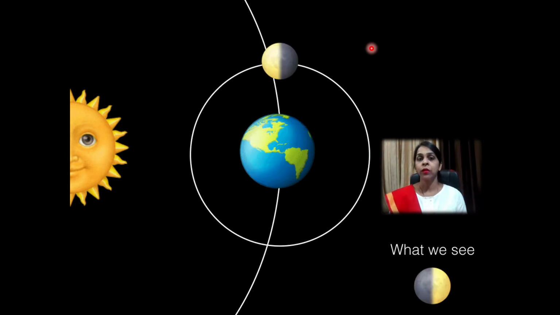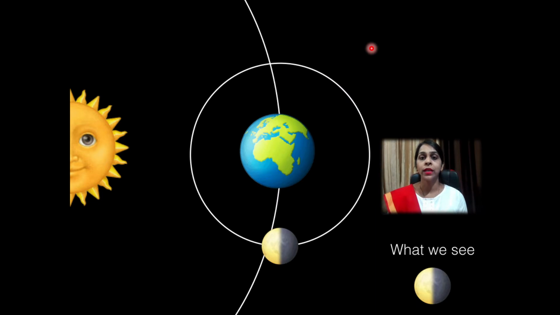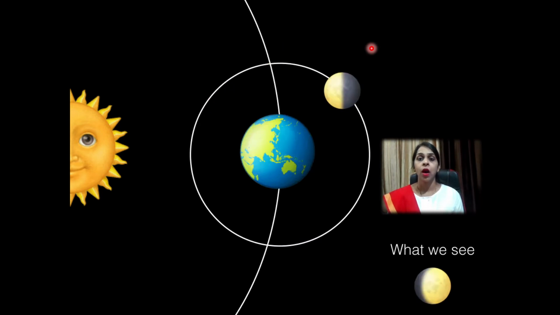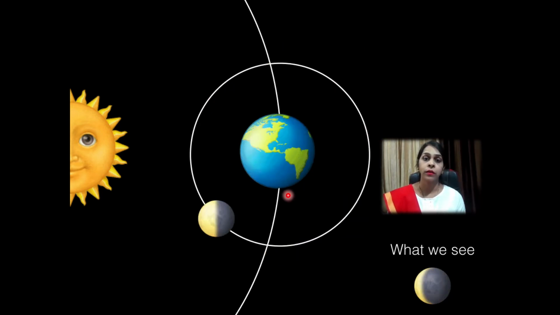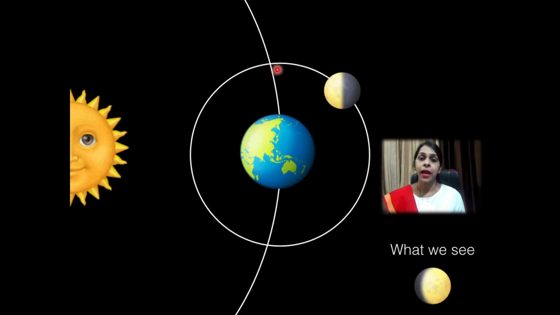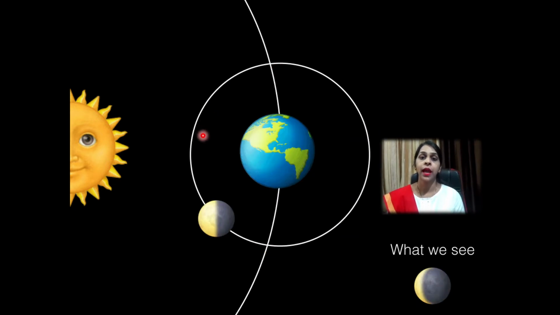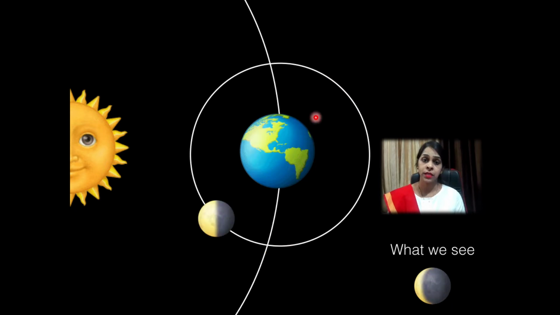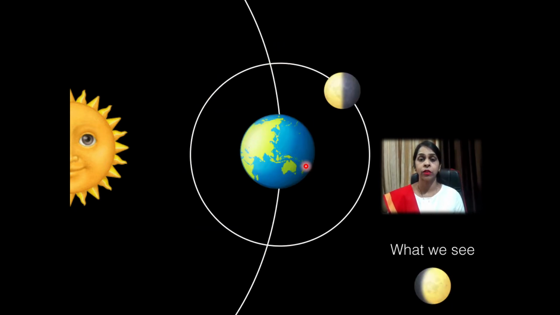At the bottom of the slide, we can notice how we see from the earth and we understand how day or night occurs. The side facing the sun has daylight, and the side opposite to the sun has night.